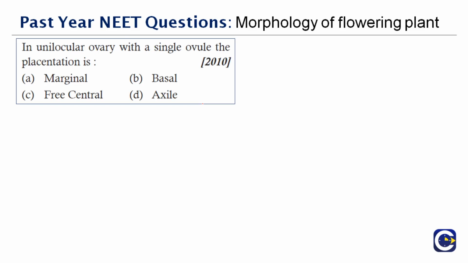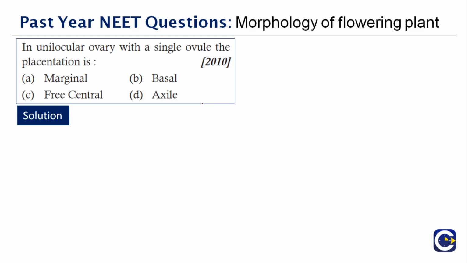Next question here. In unilocular ovary with a single ovule, the placentation is dash. Okay, so what do you think will be the placentation here? So before that, let's talk about what placentation is. Maybe that can give you an idea. Placentation can be of different shapes. Sometimes it might be oriented towards the axis, or sometimes it is oriented towards a margin, sometimes oriented towards the basal. So it goes by various types.